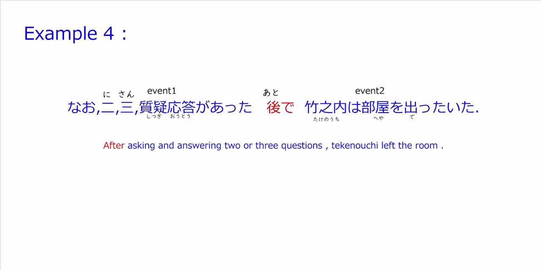Okay, it's a bit long. なお、2、3、質疑応答があった後でtakenochi は部屋を出ていた。Here comes ga because the stuff before it is important. Ato de comes because the general event after finishing the first event is important and not the specific point of time.